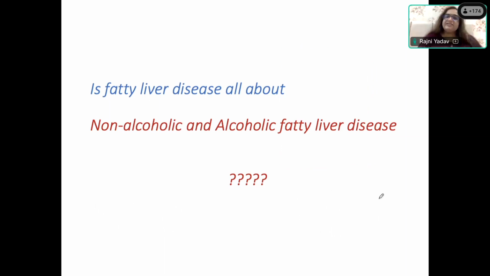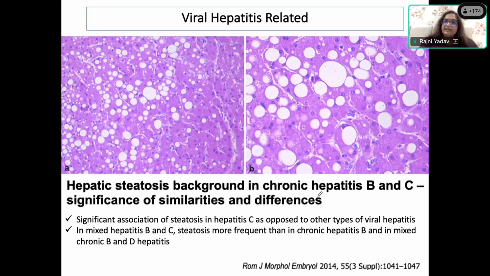So is fatty liver disease all about non-alcoholic and alcoholic fatty liver, or is there more to it? Yes, there are other causes. The non-alcoholic and the alcoholic are the chief prototypes of steatotic liver disease, but you do have several other causes, like viral hepatitis. Nowadays we don't get biopsies from viral hepatitis patients, but steatosis may be seen in patients of hepatitis B and C, especially with hepatitis C. So you have to be aware of that.